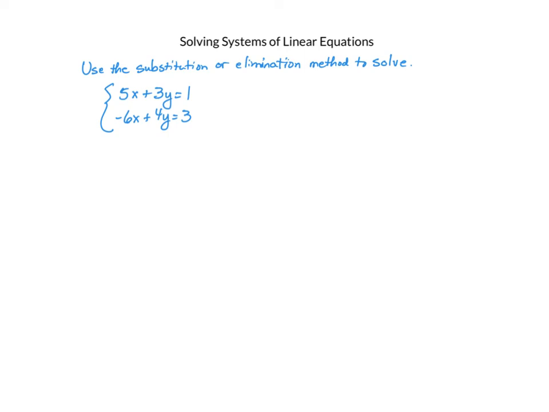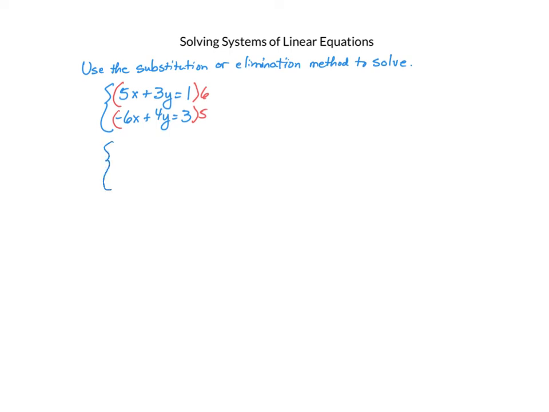Let's see. I noticed that the x's already have opposite signs, so I'm just going to choose to force these to be exact opposites. This is a 5, but if I multiply it by 6, I could make it a positive 30. And if I multiply this by 5, I could make it a negative 30. So that's what I'm going to do. Multiply equation 1 by 6 and multiply equation 2 by 5. And I will have a system that is completely equivalent.